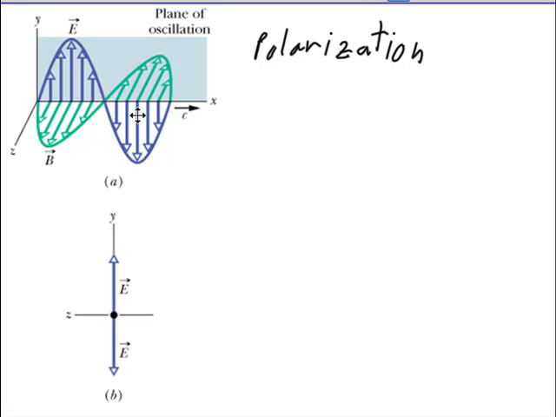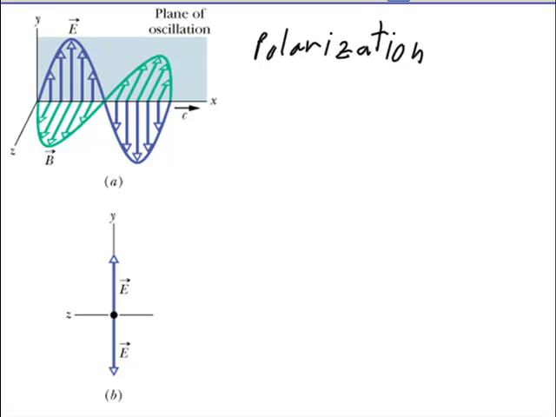We call this plane that the electric field is in the plane of oscillation. So it's formed by the direction of the electric field and the direction the light is propagating. And whatever direction that motion of the electric field is, that's called the direction of the polarization.